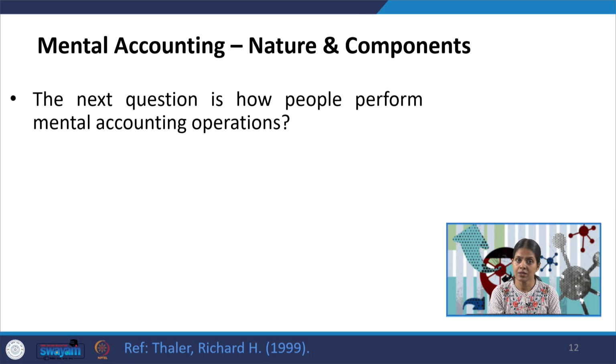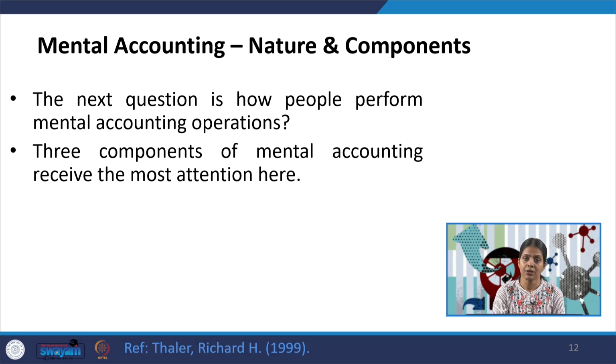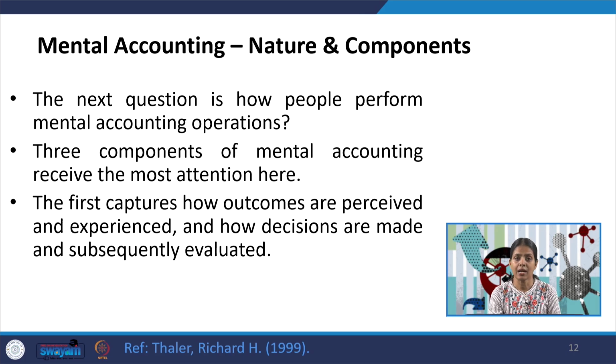So, the next question is how people perform mental accounting operations. Three components of mental accounting receive the most attention here. The first captures how outcomes are perceived and experienced, and how decisions are made and subsequently evaluated.